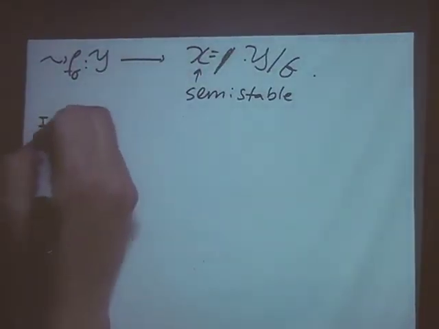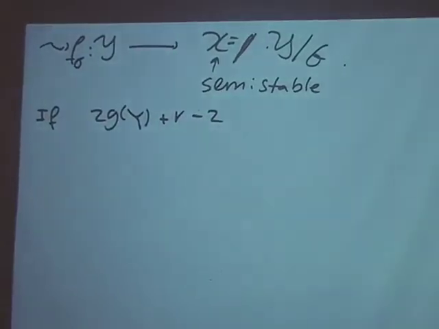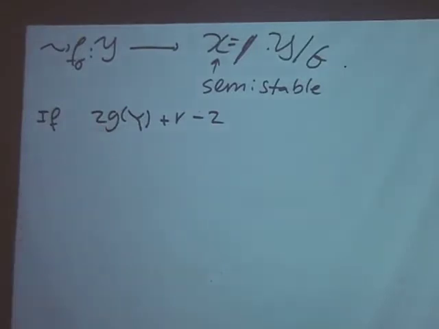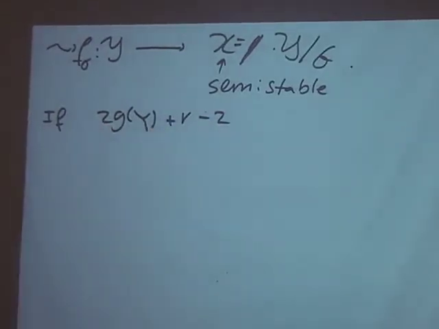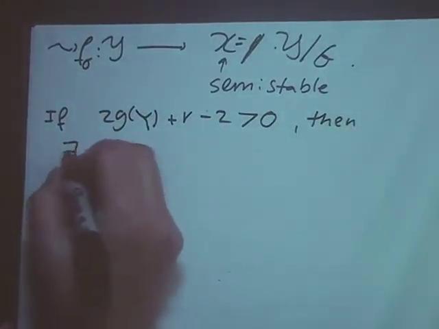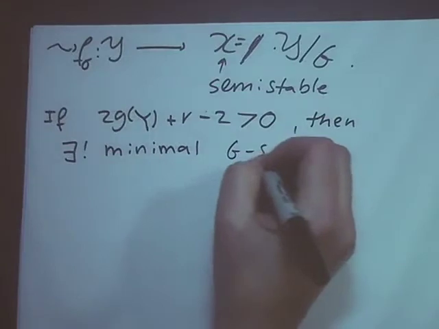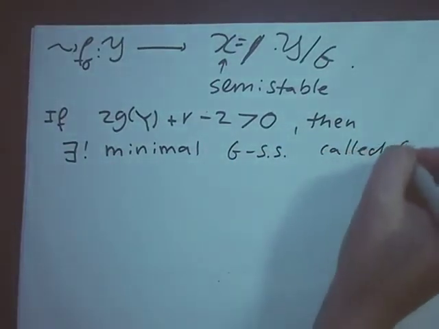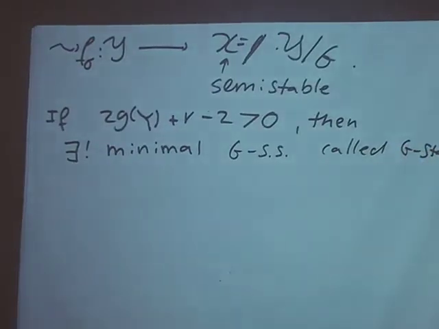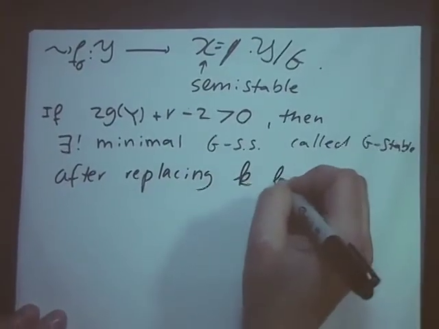And moreover, if this number, basically the Euler characteristic, 2 times the genus of the curve we started with plus the number of ramification points r minus 2, is positive, then there exists a unique minimal G-semi-stable model, and this is then called G-stable. Well, it's not quite true the way I write it here. For this minimal model to exist, we may have to extend our field K, so after replacing K by a finite extension.